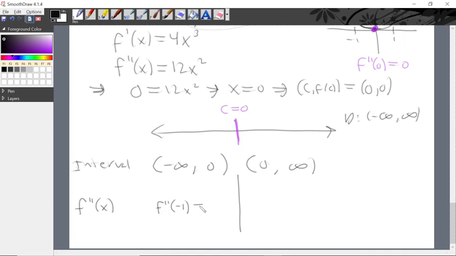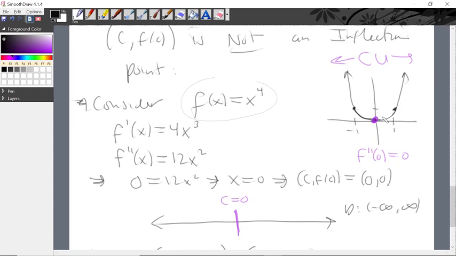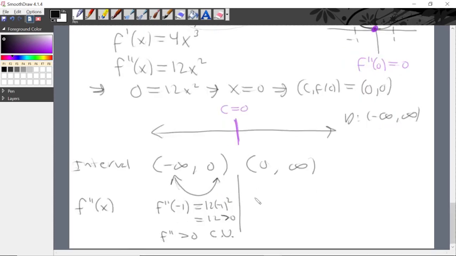Let's say I plug in -1 into the second derivative. Well, the second derivative is this. So we're going to get 12 times -1 squared, and that's just equal to 12, and 12 is a positive number. So we have that the second derivative is positive along this interval, and that means that the shape of the curve is concave up along this interval. Now we can go and test on this interval. And we should already know what the answer is going to be because we have the picture right here. We can see that it's concave up on this side as well. All right, so there's no change in concavity.